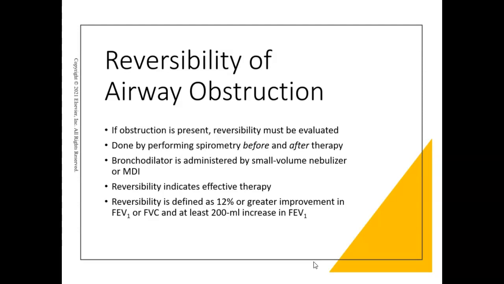Okay. So how we do this is we perform that baseline spirometry. Then we typically give 4 puffs of an albuterol inhaler, or give them a unit dose of albuterol, give them 10 minutes to get peak effectiveness, and then we repeat the spirometry maneuver. And if we see a 12% or greater improvement in that FEV1 or FVC, then you would consider that effective and reversible.